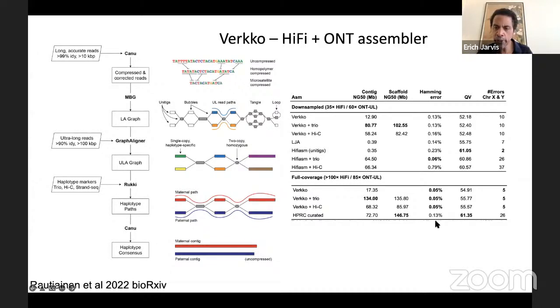And long story short, with Verkko in trio mode, they were able to get the highest contiguity of any human assembly for contigs, and also low error rates in haplotype switching and other types of error, with high QV values similar to the curated version of the HG002 assembly we have here.